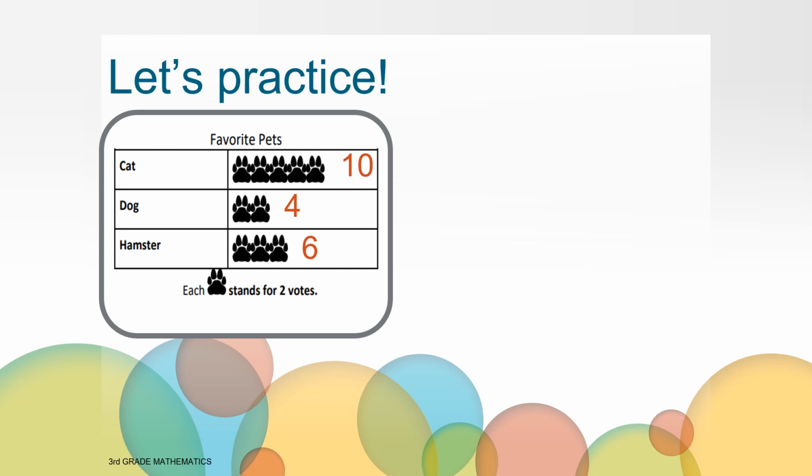Let's take a look at some statements that other students have written about this pictograph. Maybe you can help me decide if each one is a true statement that can be answered with the data collected in this graph. I'll read each statement, and you tell us if it's true, because it is something that can be answered by the data in the graph, or false, because it cannot be answered using the data in this graph.